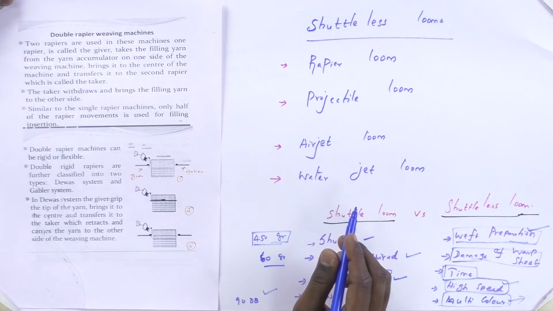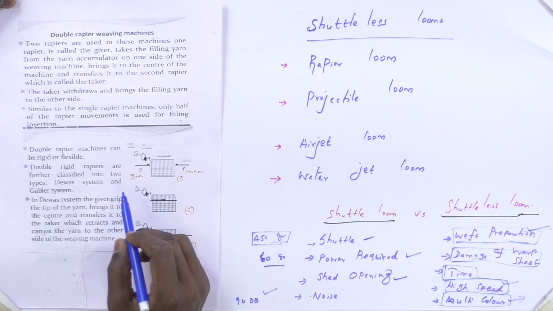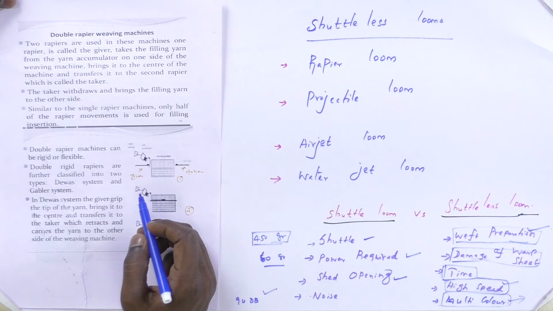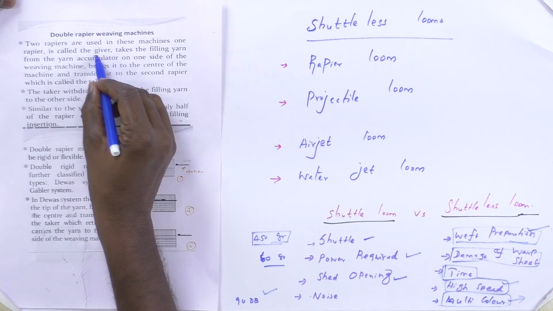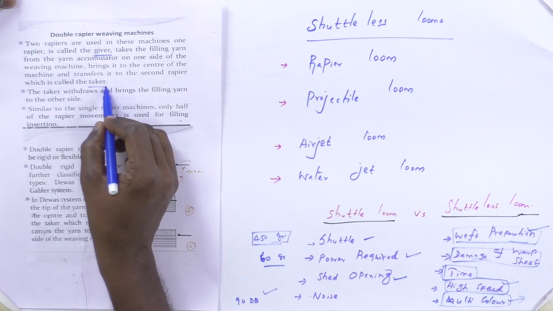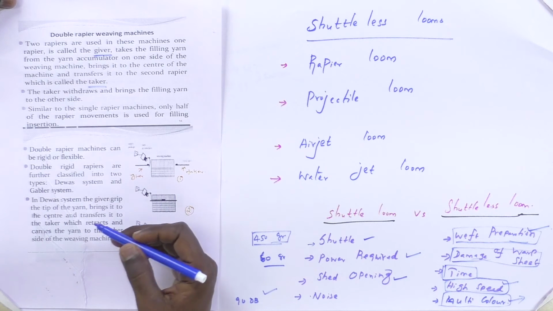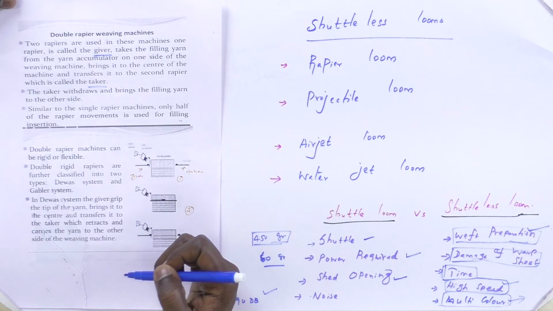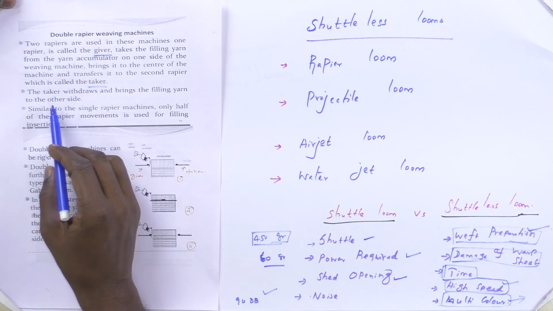Double rapier weaving mechanism: two rapiers are used in this machine. When compared to the single rapier, it has more disadvantages and requires more time. So in order to avoid that, we go for the double rapier. In the double rapier, one rapier is called the giver rapier and the other is called the taker. The giver rapier gives the weft yarn, and the taker rapier takes the weft yarn from the giver. The taker withdraws and brings the filling yarn to the other side.